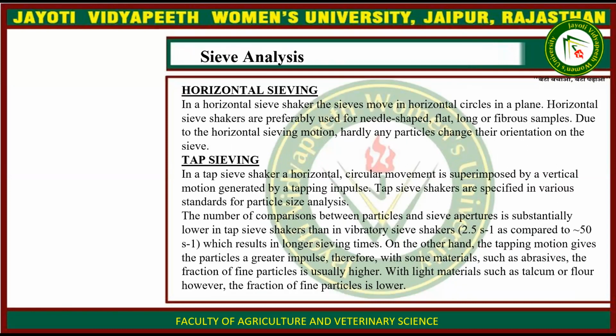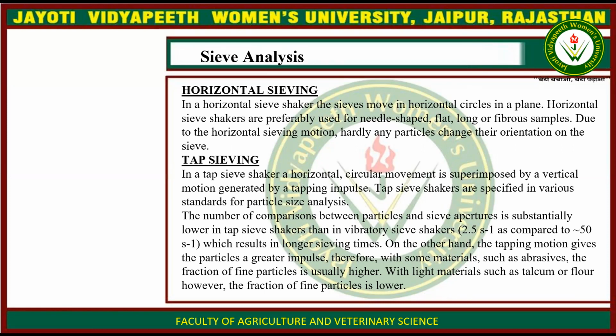Then horizontal sieving. In a horizontal sieve shaker, the sieves move in horizontal circles in a plane. Horizontal sieve shakers are preferably used for needle-shaped, flat, long, or fibrous samples. Due to the horizontal sieving motion, hardly any particles change their orientation on the sieve.